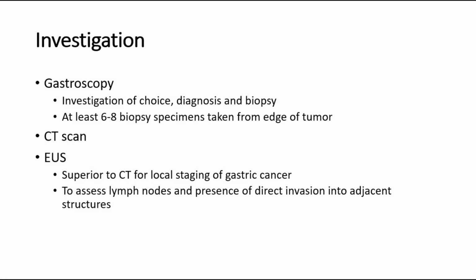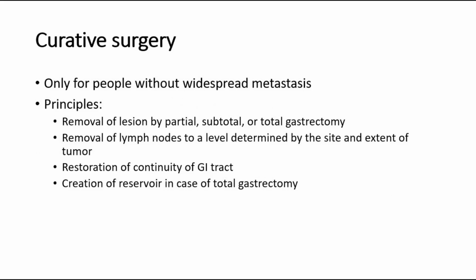EUS is superior to CT for local staging of gastric cancer, and to assess lymph nodes and presence of direct invasion into adjacent structures. Management. Curative surgery is only for people without widespread metastasis. Principles of curative surgery: removal of lesion by partial, subtotal, or total gastrectomy. Removal of lymph nodes to a level determined by the site and extent of tumor. Restoration of continuity of GI tract. And creation of reservoir in case of total gastrectomy.